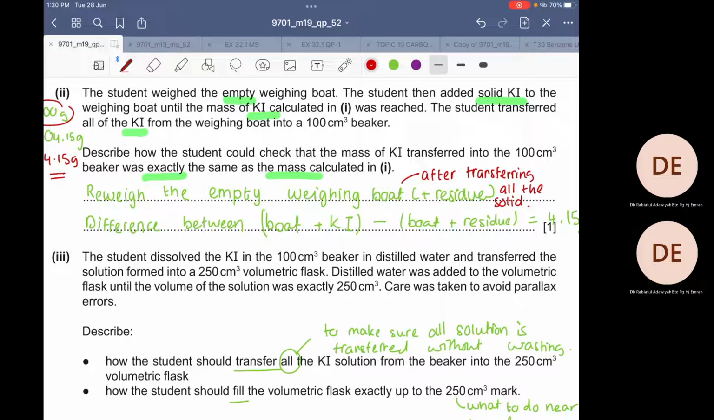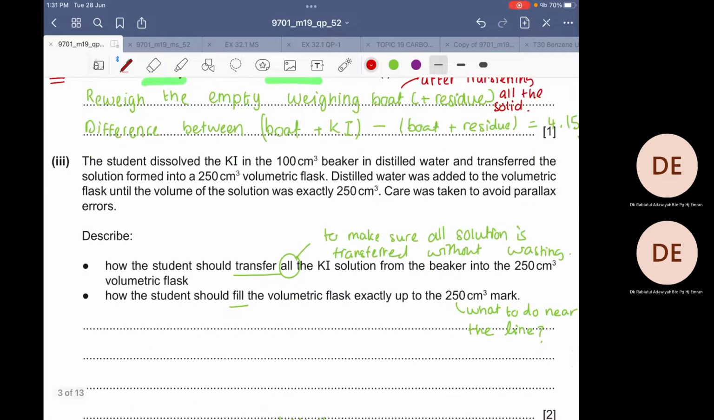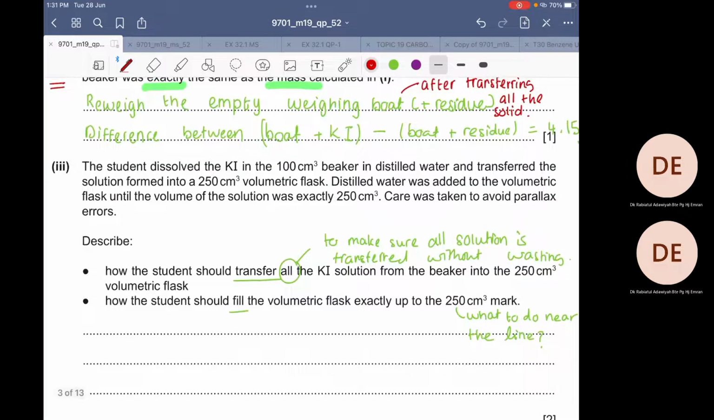What do I always tell you to do? After you transfer, what must you do? You rinse or you wash, okay? So you want to wash whatever you use, the beaker, the stirring rod, the funnel, but don't throw it into the sink, you throw it into the volumetric flask. This ensures that we have tried to transfer all possible potassium iodide, if there's any sticking onto the beaker or the stirring rod or the funnel. Another one, okay, so that's right, we want to rinse it. I'll write down the answer later.